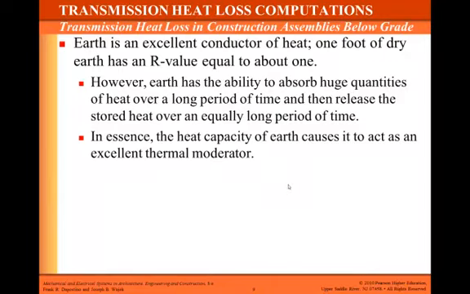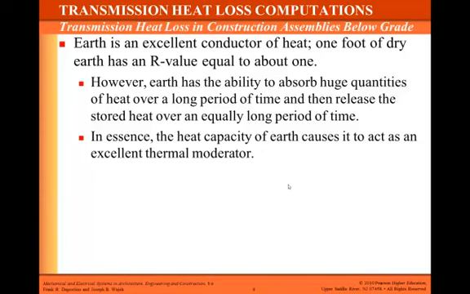This is Chapter 4, Part 2, dealing with heat loss computations. And in this instructional video, I'd like to review some of the topics in the chapter that deal with below grade or on grade construction and the insulation value.